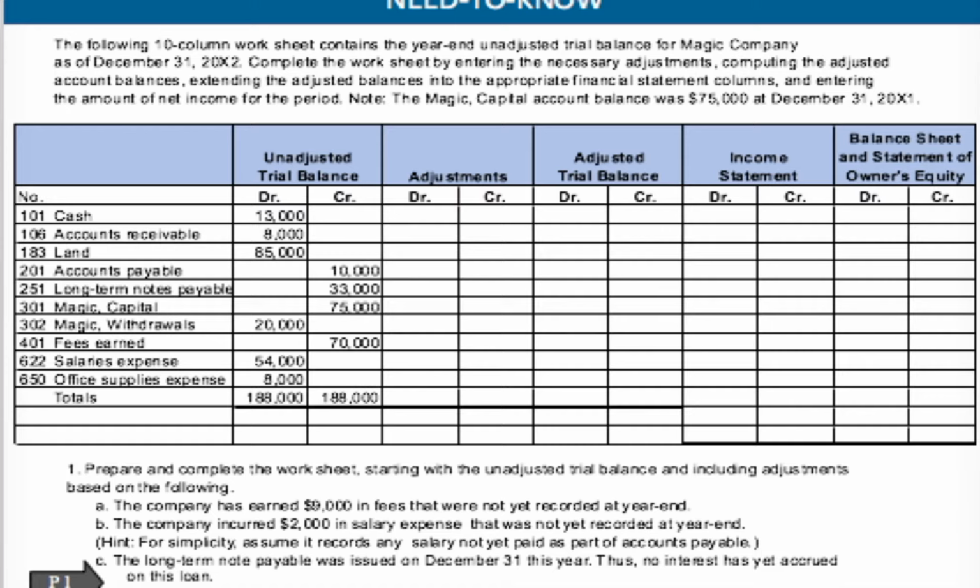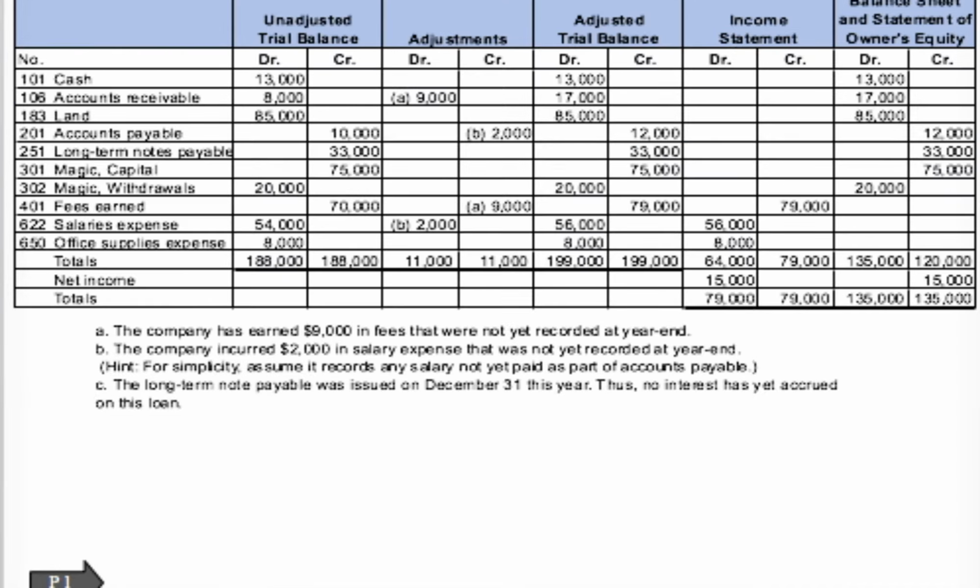Okay, so you complete the worksheet by entering the necessary adjustments, computing the adjusted account balances, extending the adjusted balances into the appropriate financial statement columns, so just pushing it over into the correct column, and entering the amount of net income for the period. The Magic capital account balance was $75,000 at December 31st, 20x1. Because the balance in the capital account remains at $75K at the end of 20x2, we know that there were no capital investments made during the year.